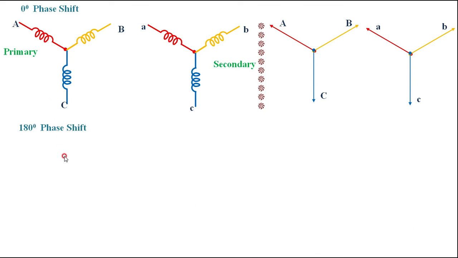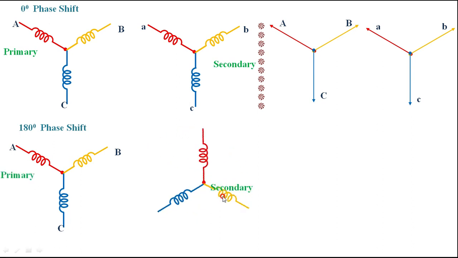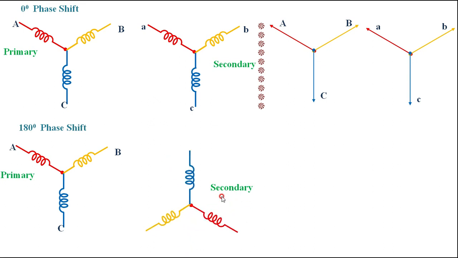Then how exactly does it look? First I am drawing the primary winding as ABC. Here once again I have ABC. Then the secondary is a 180 degree phase shift. First I am drawing it as it is: A, B, and C. Now I am making the 180 degree phase shift. Look here carefully. This is the secondary. Now I am shifting this by 180.